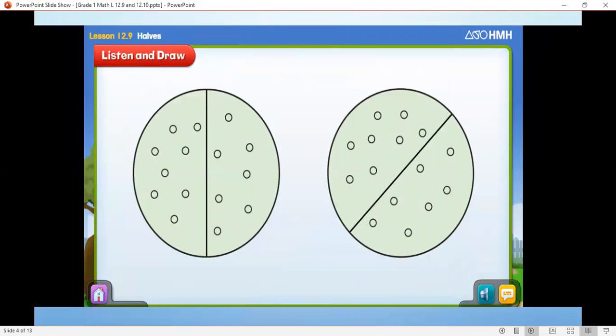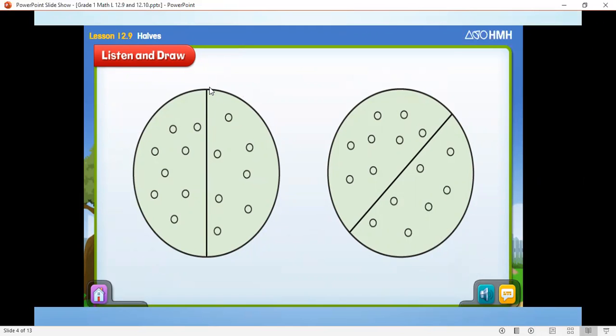Now, let's look a little bit at this cracker. Let's pretend you want to split it with your sister. And let's ask ourselves, what does it mean if a shape has two equal parts? Again, it means they are the same size. Now, how can you cut this cracker? How can you make equal shares from a cracker?